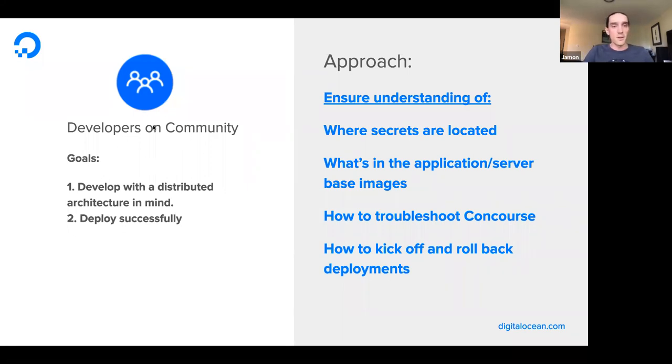So we need to make sure, again, some of these topics that we had, we knew where secrets were, talked about that a little bit earlier. How do we actually define our application server images? How we're troubleshooting Concourse, like our build pipeline, when it fails. Is it a failure in production for Kubernetes or is it a failure in the CI pipeline itself? And how do we safely kick off a deployment or a rollback in any of those scenarios?